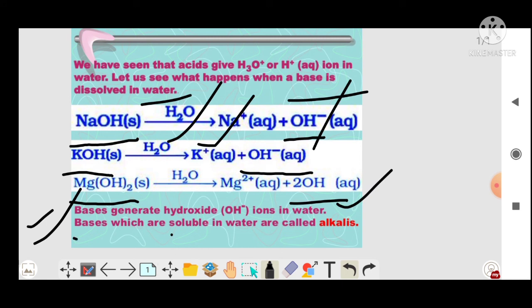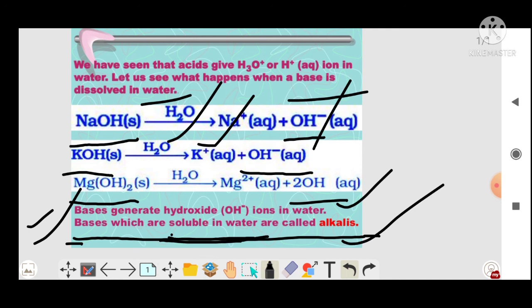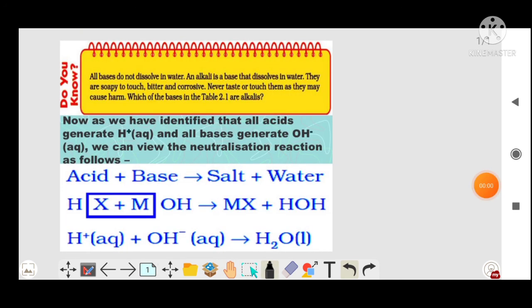Okay, next line is very important. What is alkali? Bases which are soluble in water are called alkalis. Okay, देखो यहाँ पे एक सिंपल सा कॉन्सेप्ट, all bases do not dissolve in water. Okay, but those bases which dissolved in water are called alkalis. Okay, alkali is a base that dissolves in water.